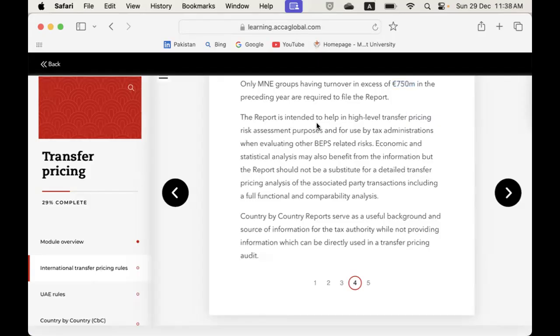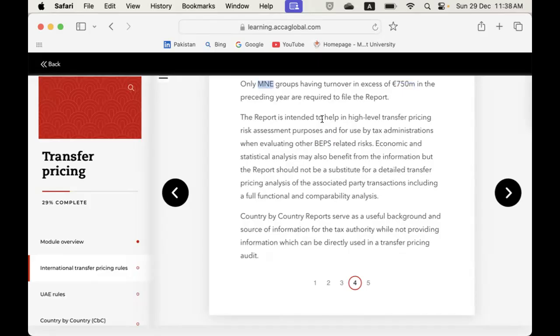The report is intended to help in high-level transfer pricing risk assessment purposes and for use by tax administrations when evaluating other BEPS-related risks. Okay, this point should be clear to you guys. This 750 million euros and MNE group, it changes your entire outlook of a company, even if apparently the company in the UAE or in Qatar or other is very small.